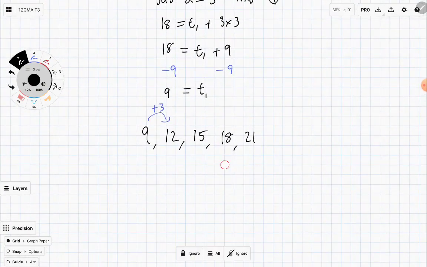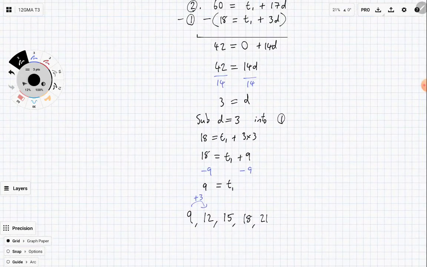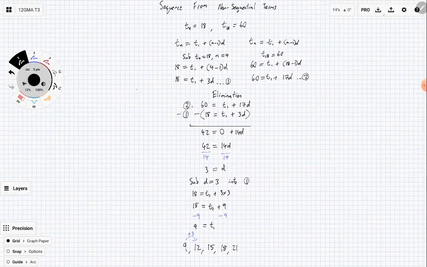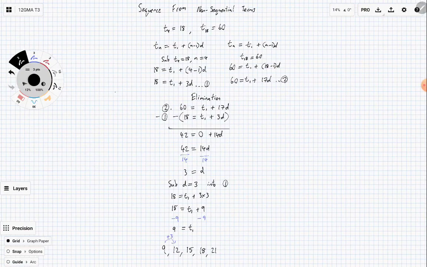Alrighty, so that is how you find the sequence from non-sequential terms. It does involve using the elimination method, and you do need to use simultaneous equations, but with a bit of practice, everyone can do it.